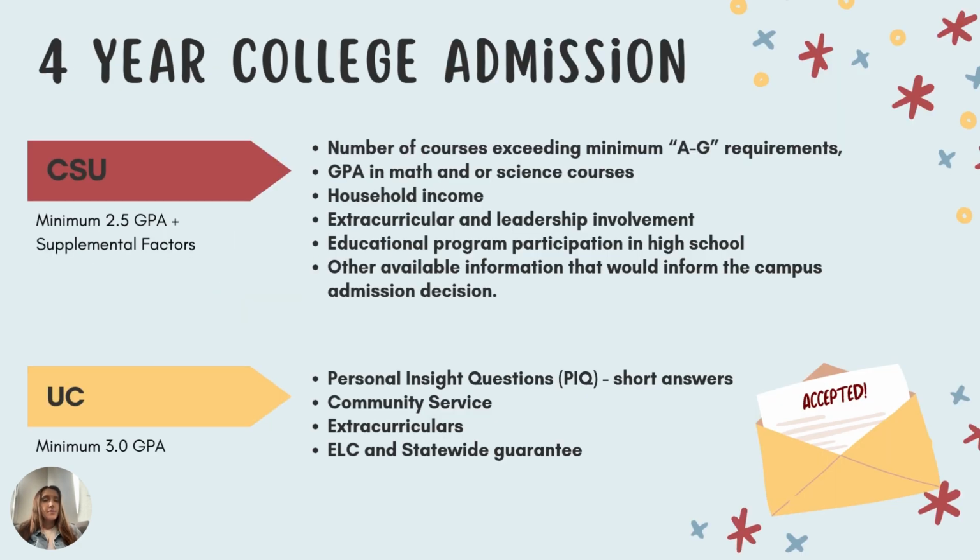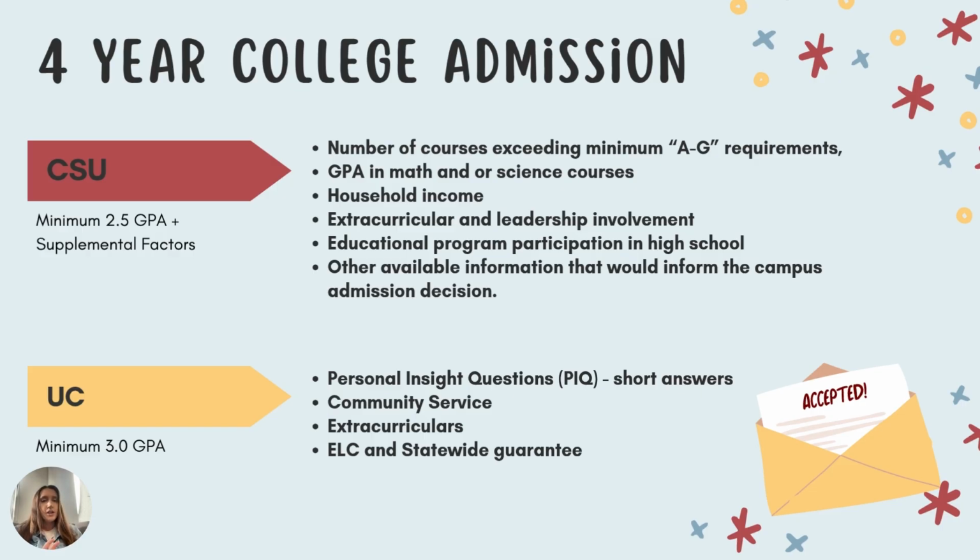So the 4-year college admission process. These are some of the factors that they are looking at on applications and looking for. So for the CSU system, the California State Universities, they need a minimum of a 2.0 GPA, and they are looking for supplemental factors. So that means that they are looking at the number of courses exceeding the minimum of the A through G requirements. So looking for that extra than what's needed.